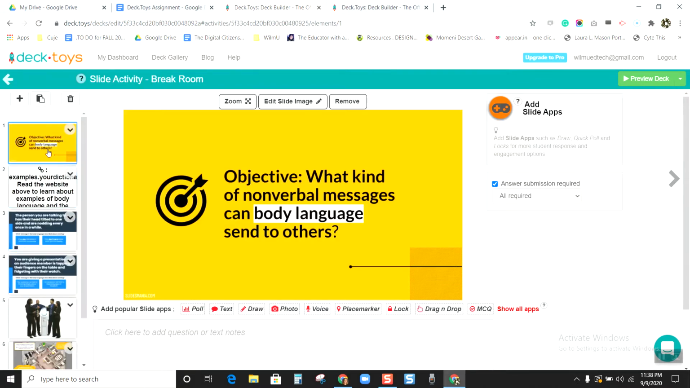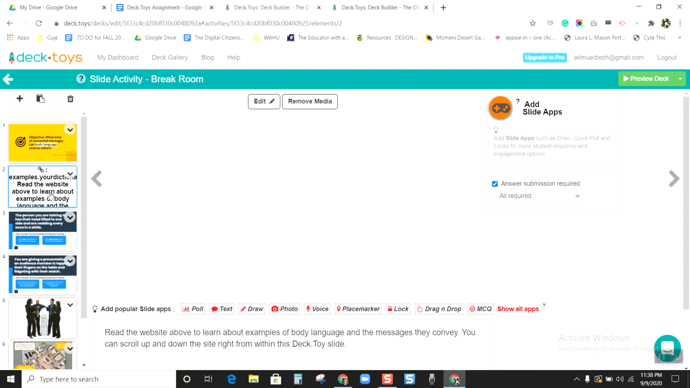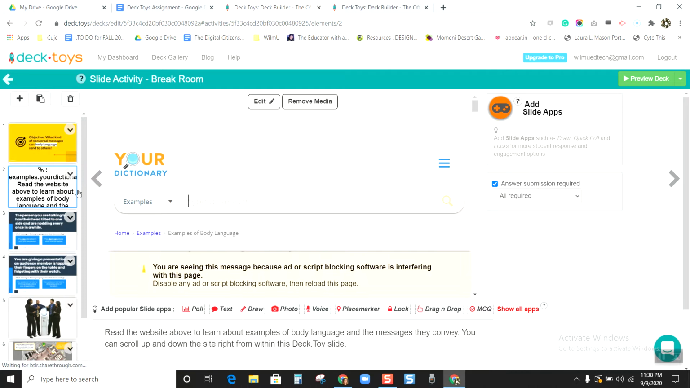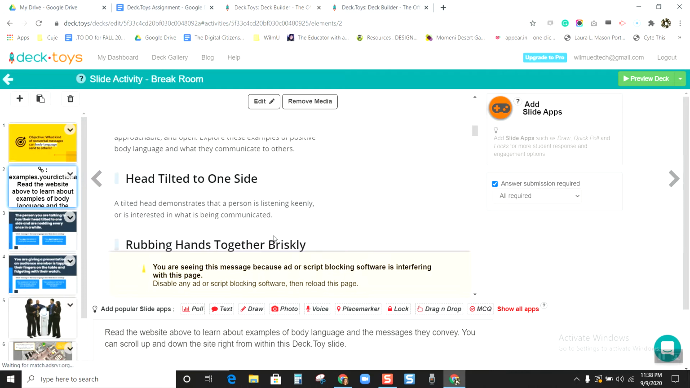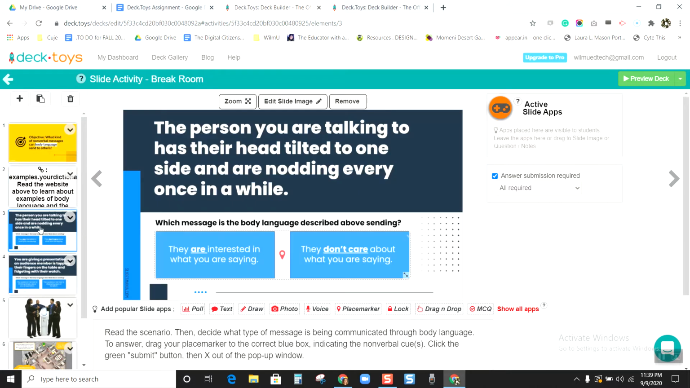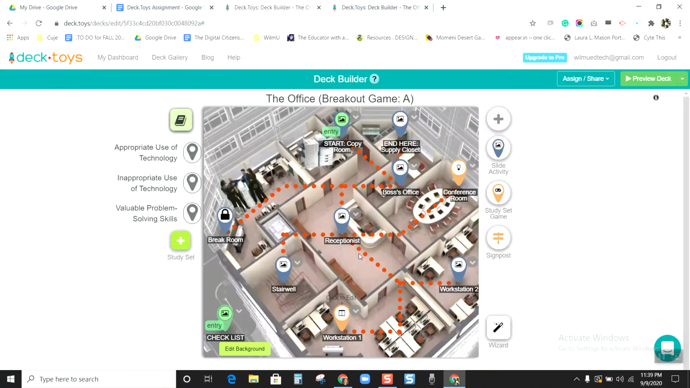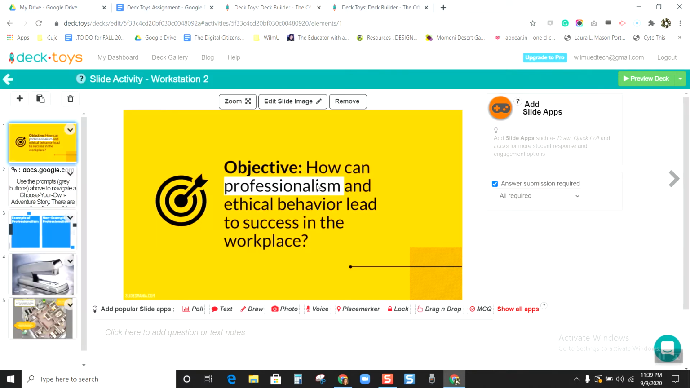Notice that at the beginning of each of the main activities, the objectives were very clear in telling you as a learner what it is that you're supposed to be learning in that activity. So in this case, the objective was nonverbal messages that body language can send to others, and then you read a website about that. And then we had an assessment to check your understanding, and you were able to pass on to the next activity.